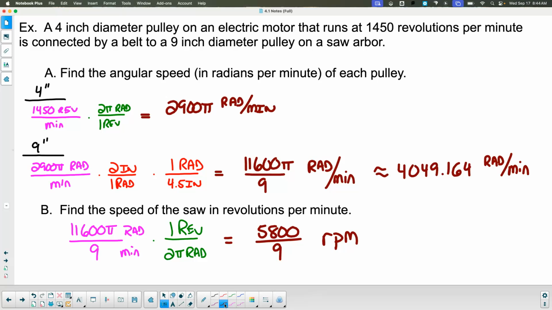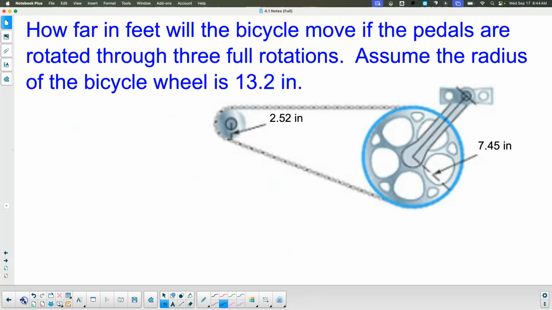Okay, let's do one more. How far in feet? If you've ridden a bicycle before, you turn the pedals, the wheel spins, and you go forward. Right? Okay. So my question is, how far in feet will the bicycle move if the pedals are rotated through 3 full rotations? Assume the radius of the bicycle wheel is 13.2 inches.